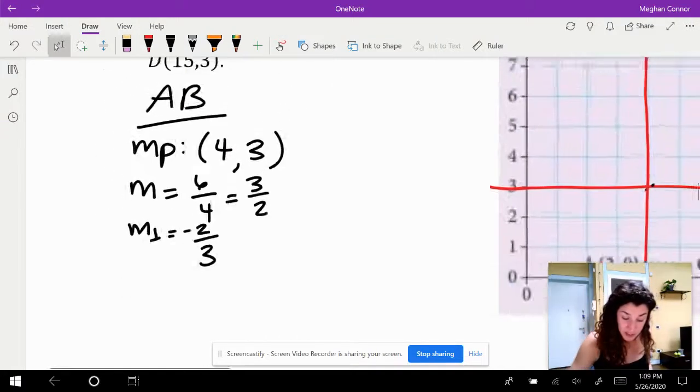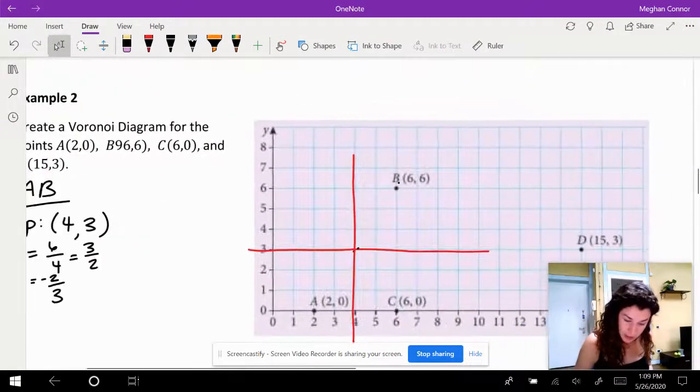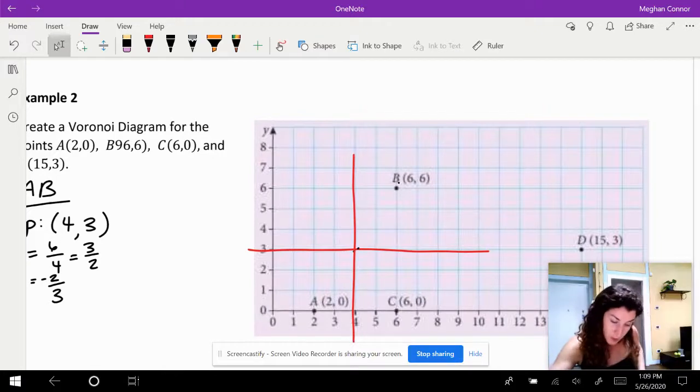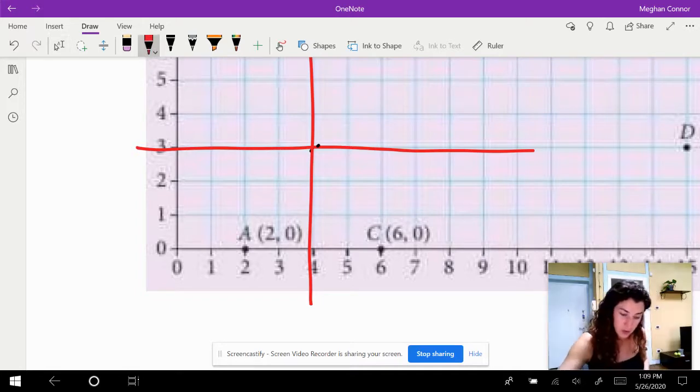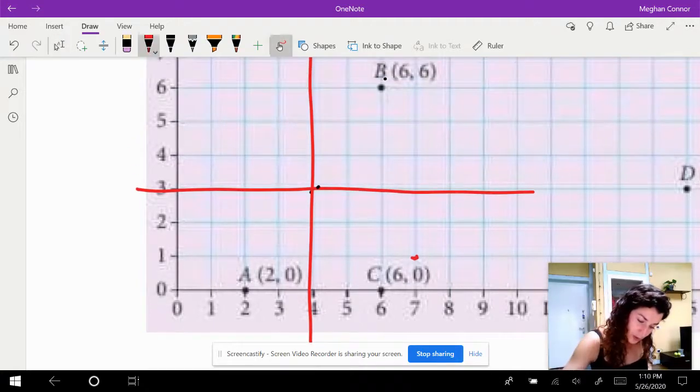And then since we don't need to write down the equation, we're just constructing it, we can go to that point, 4, 3, which, hey, is the point of intersection. And then we just draw in the slope, negative 2/3. So we go down 2 over 3 or we could go up 2, back 3, right? Going back to, it's all kind of coming together here of what we've learned this year.